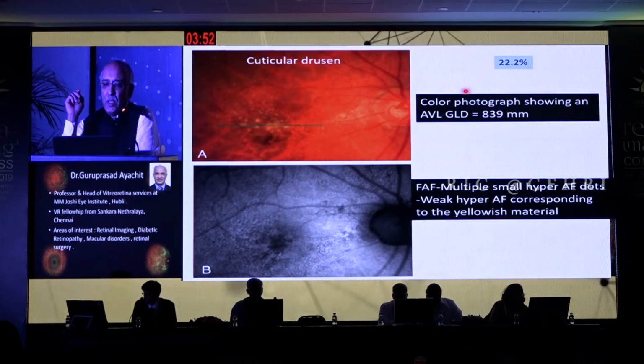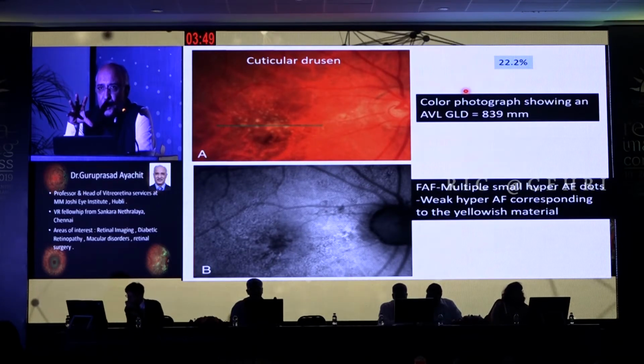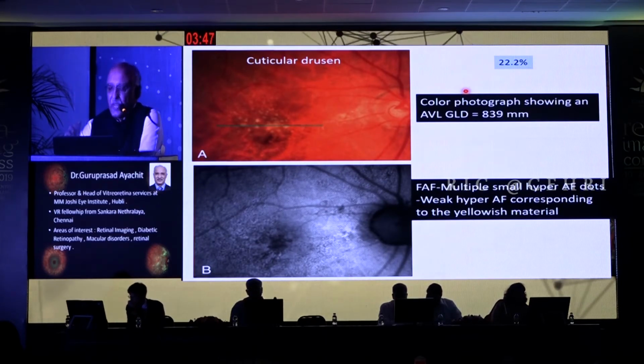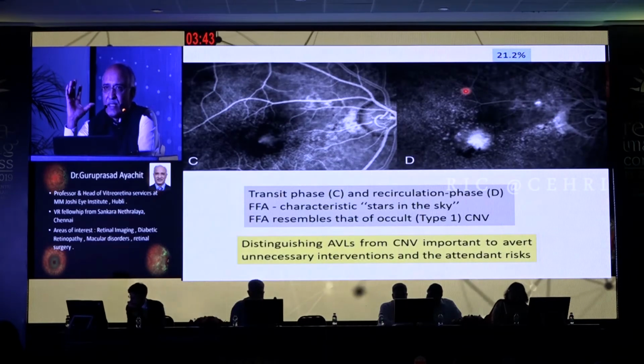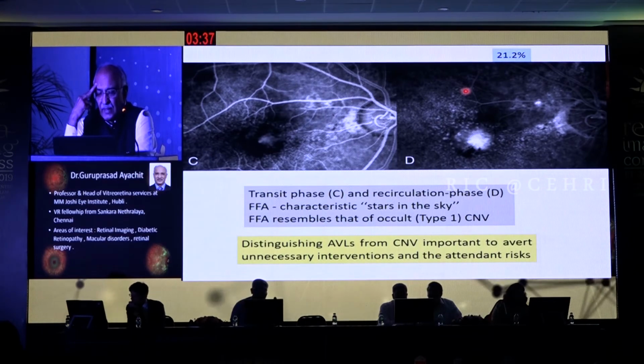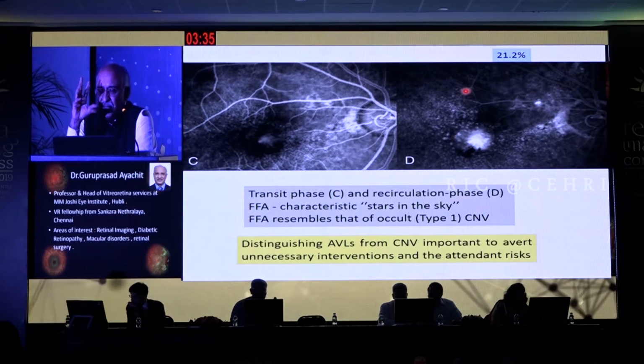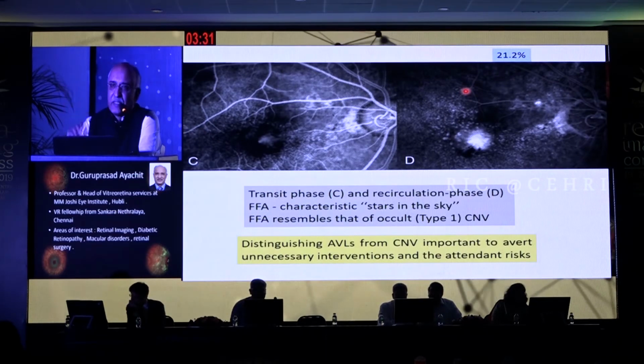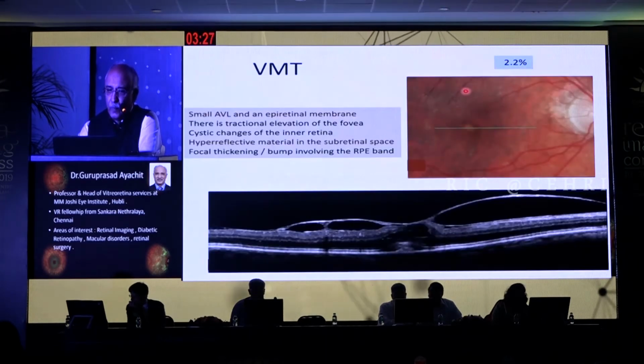Just to show you, this is particularly because we have to differentiate this from CNVM, because on FFA, you will see that starry sky appearance and an FFA that resembles an occult CNV, type 1 CNV. So I think it's very important to distinguish AVLs from CNV on FFA to avert the unnecessary interventions that will follow if you make a misdiagnosis.